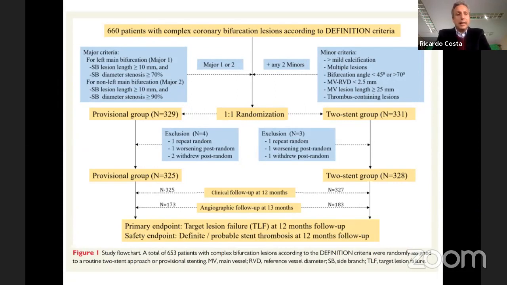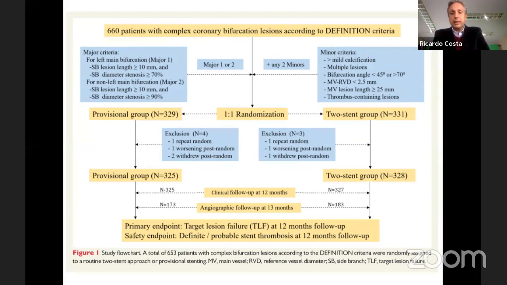So basically, a major criterion has been identified. So patients to be included in the DEFINITION 2 study have to have a major criterion. For left main, it was lesion length in the side branch more than 10 millimeters and stenosis more than 70%, and in non-left main, a lesion length in the side branch more than 10 millimeters and a side branch stenosis more than 90%, plus any other 2 minor criteria, which were more than mild calcification, multiple lesions, more here extending the coronary disease itself, not the bifurcation itself, but anyhow, this was included.